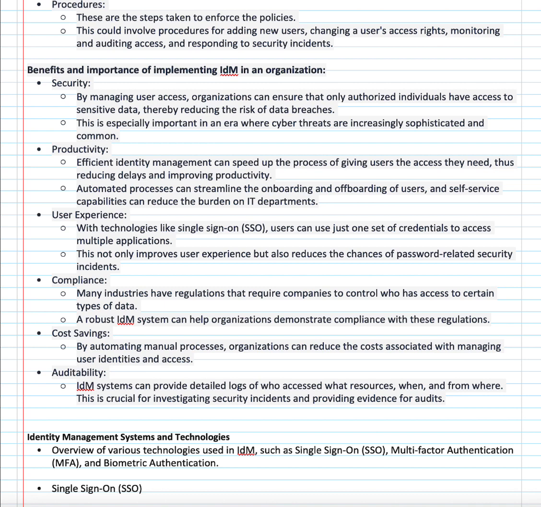Okay, so some of the benefits of implementing this within your company is security, right? So we just talked about that, and you're listening to the CISSP Cyber Training Podcast, and so you are trying to study for your CISSP, which ties to security. So guess what? It's one of the most important pieces. So by managing user access, you can ensure that only the authorized users or individuals have access to the most sensitive data within your company. And this will reduce the risk of breaches, incidents, and so forth.